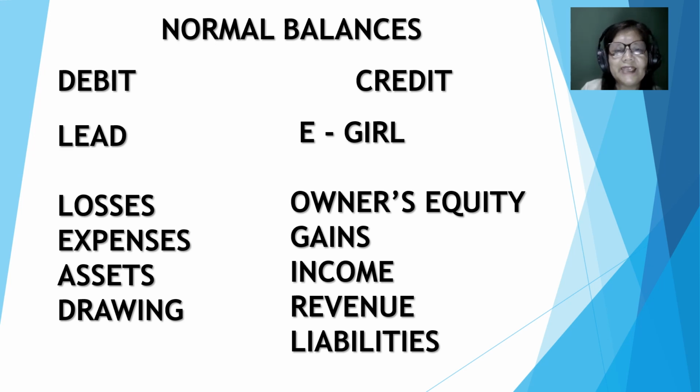Okay, how about credit? You can use the acronym EAGER. E for owner's equity, because of equity. G for gains, I for income, R for revenue, and L for liabilities. That's why EAGER. Remember that. So EAGER is credit: owner's equity, gains, income, revenue, and liabilities.